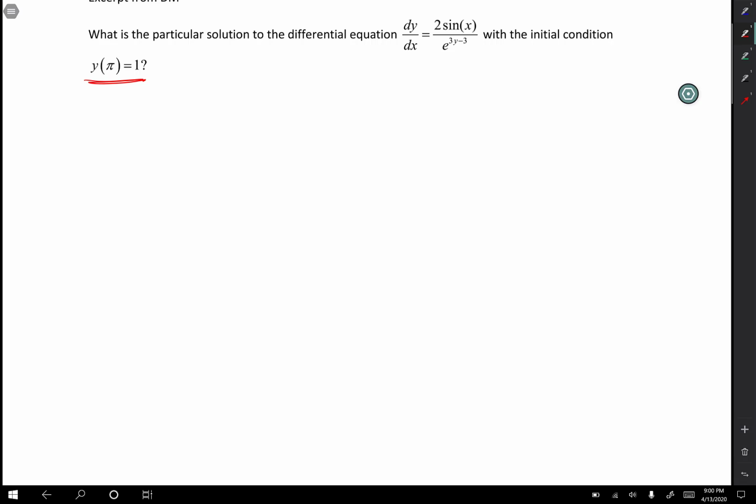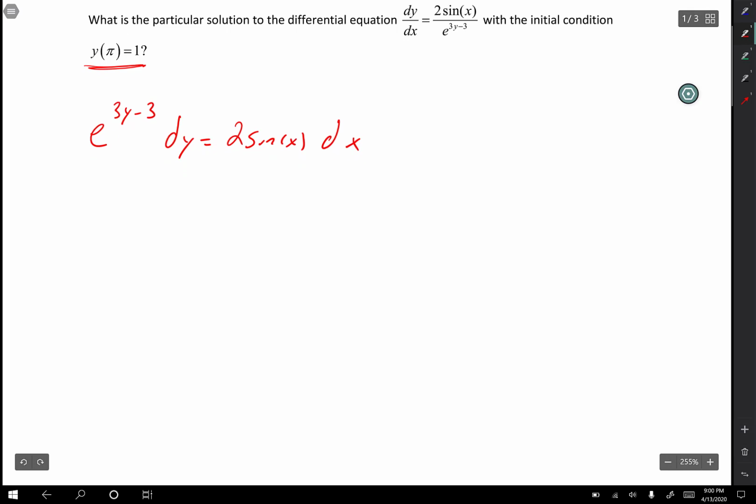So I'm going to get the y's with the y's and the x's with the x's. So here we go. e to the 3y minus 3. And how did I get that there? I just multiplied by the denominator. dy equals 2 sine x dx. So perfect. I got the y's with the y's, the x's with the x's. Just don't go back to an x, guys. That's not good for your health.